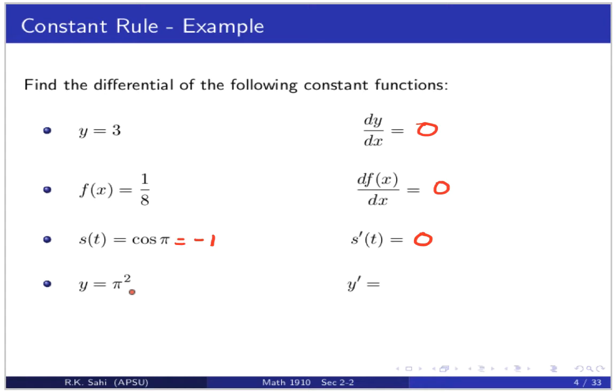y is pi squared. Remember, we just said the differential of pi was 0, so pi squared again would be 0 because pi squared again is a number. If you notice, when I'm writing dy/dx, I could have written this as y', f'(x), or df(x)/dx. These are just various notation forms I'm writing here. Whichever makes you comfortable, go ahead and pick that.